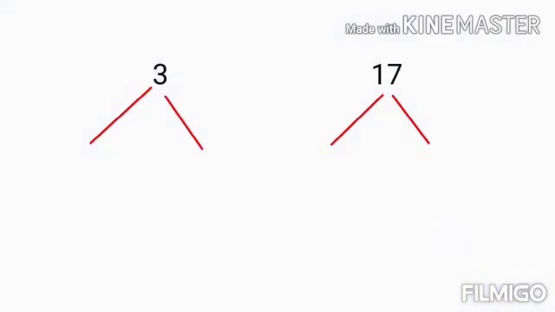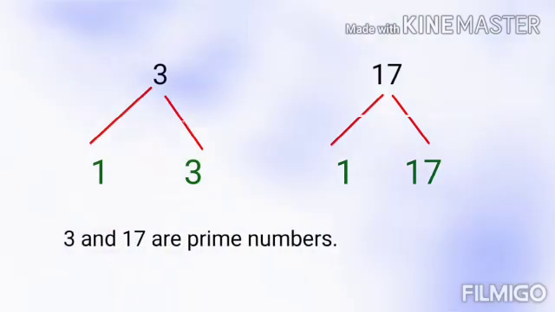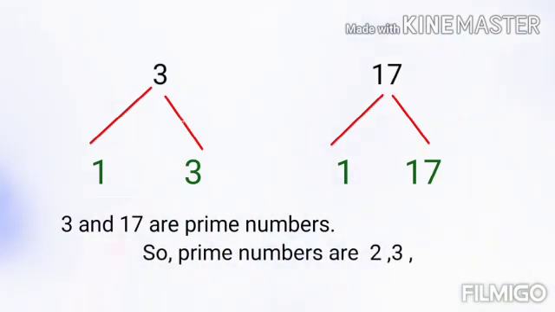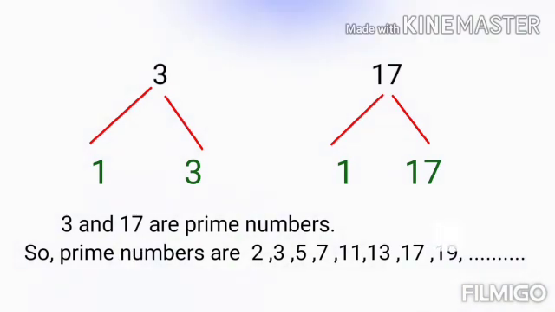Let's get a clear idea about prime numbers with some more examples. So see here 3 and 17. 3 we can write as 1 and 3. Factors of 3 are 1 and 3. Factors of 17 are 1 and 17 only. So 3 and 17 are prime numbers because they have only 2 factors, 1 and the number itself. So prime numbers start from 2: 2, 3, 5, 7, 11, 13, 17, 19 and so on.